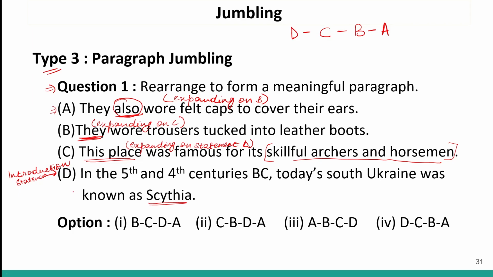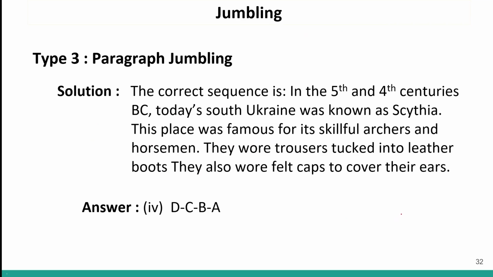How? Let me repeat. In statement D, we introduced the idea of Scythia. In statement C, we expanded on the idea of Scythia, correct? And we introduced a new idea of archers and horsemen. In statement B, we expanded on the idea of horsemen and archers, right? And then in A, by using the word also, we expanded what we talked about in B. So our logical sequence will be DCBA, which is option number 4. So option number 4 will be your correct answer. So this will be the correct sequence.